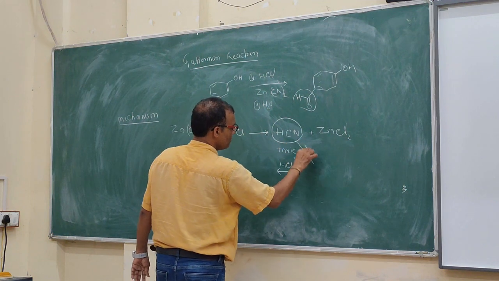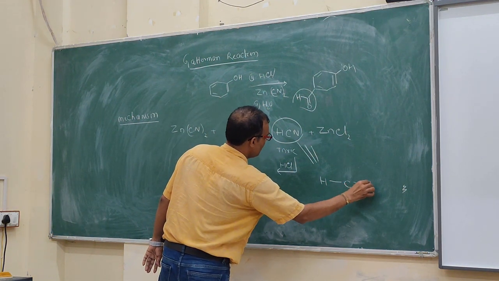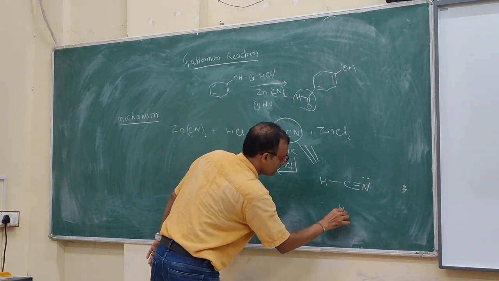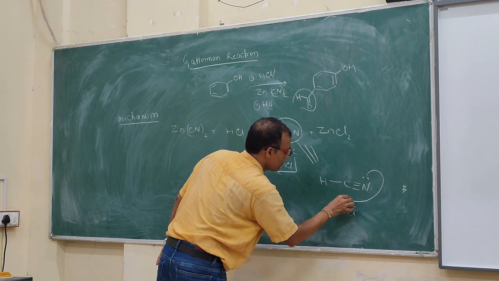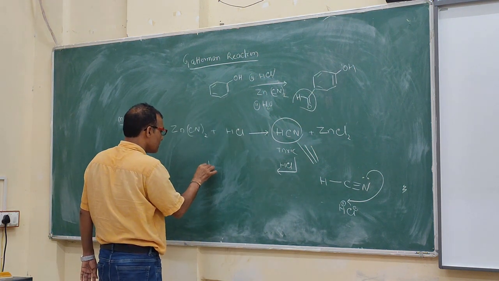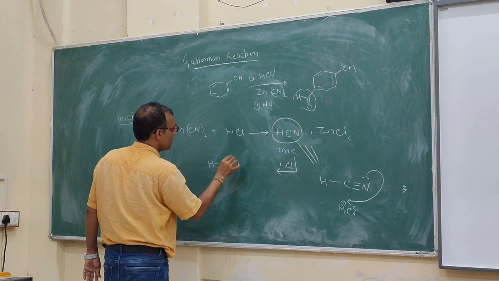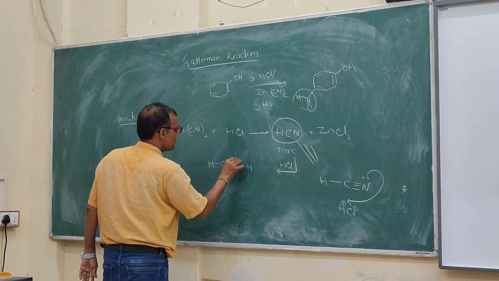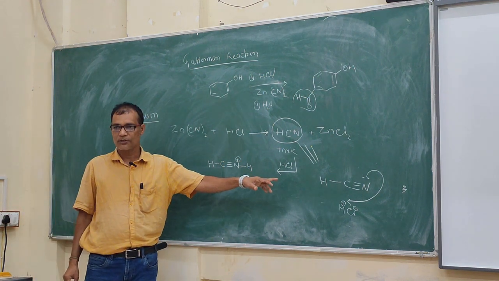Because this is equivalent to HC triple bond N, you have a lone pair of electrons here. That will take a proton from HCl. So you will have HC triple bond N, H, with a plus, because the lone pair is used to take that proton.